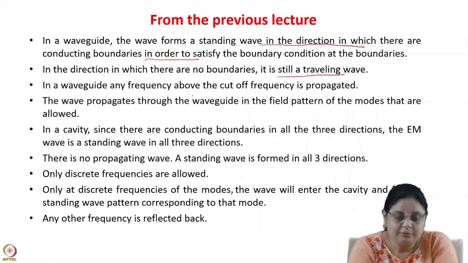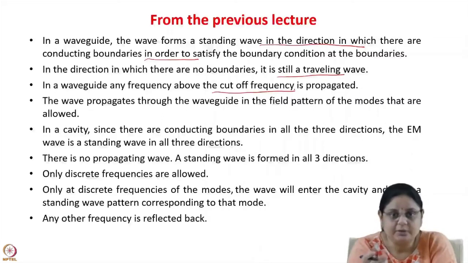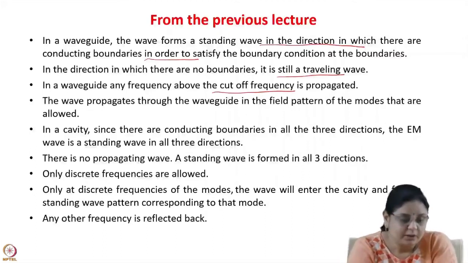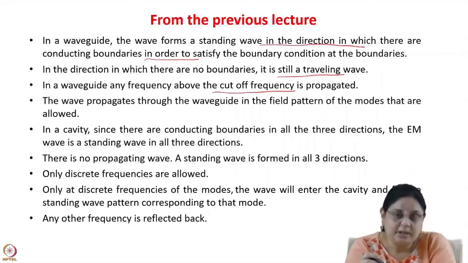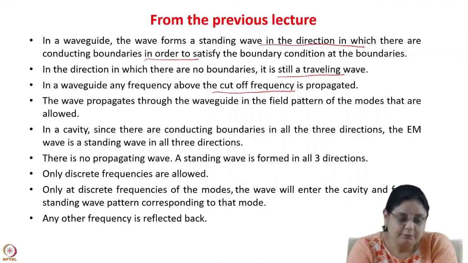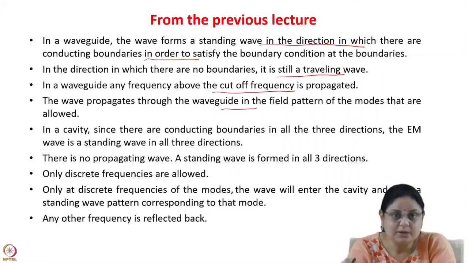In a waveguide, any frequency above the cutoff frequency is propagated. If the frequency of the electromagnetic wave in free space is below the cutoff frequency of the waveguide, then it will be attenuated. The wave propagates in the waveguide in the field pattern of the modes that are allowed. So several modes are allowed. For example, in the rectangular waveguide we saw the TE10 mode and the TM11 mode. Different modes correspond to different frequencies and different field patterns. So the electromagnetic wave, when it enters the waveguide, will propagate in the field pattern of the modes that are allowed.